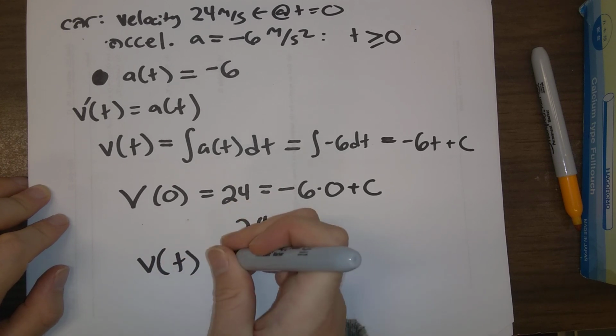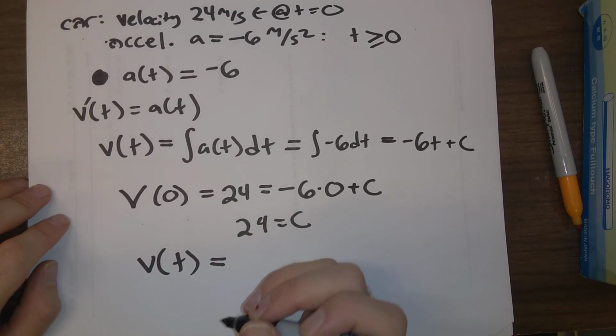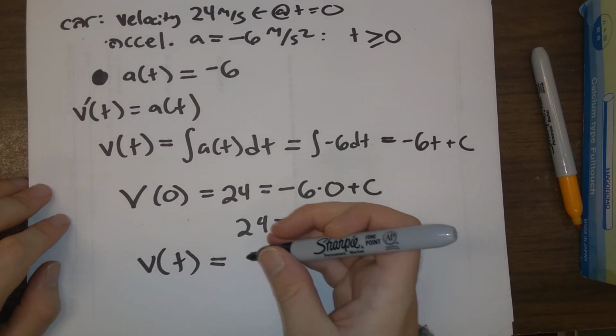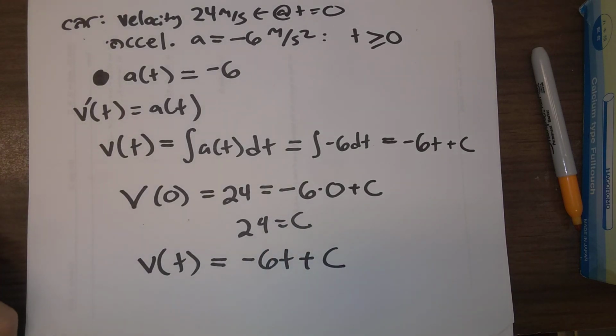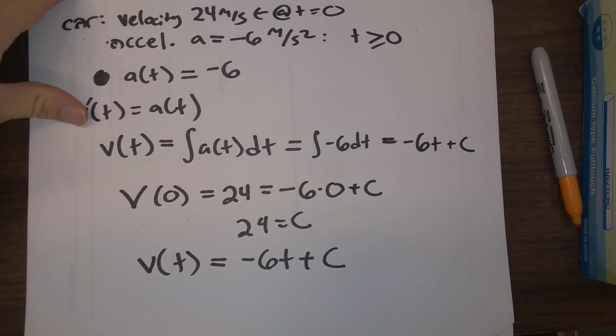So now we have an expression for v of t. So v of t is minus 6t plus c. So we got an expression for v of t. We can kick this one step further down the road. So no pun intended there.